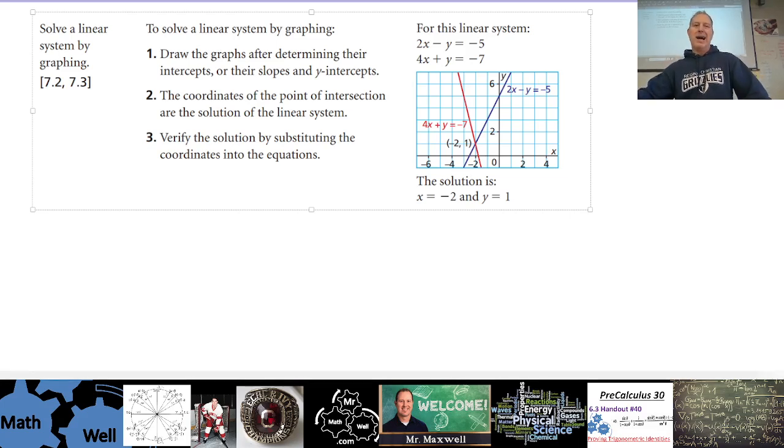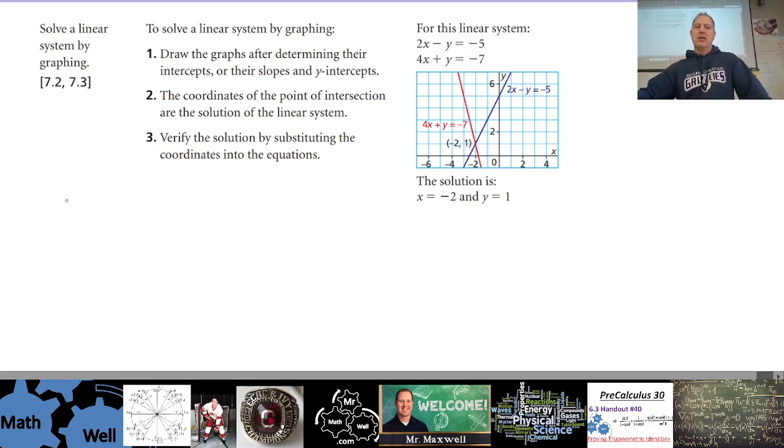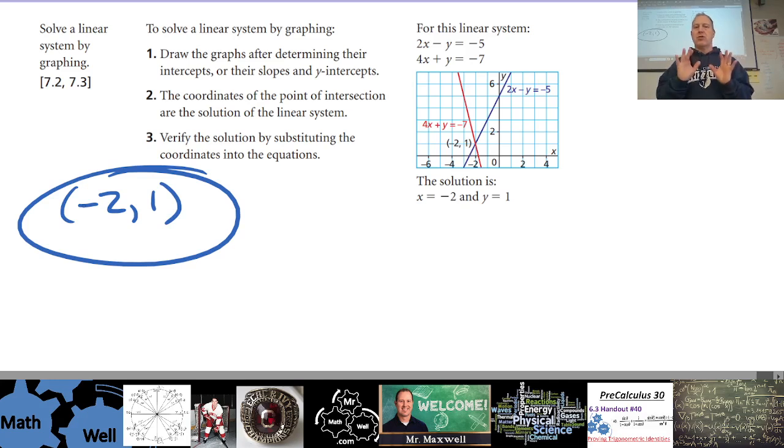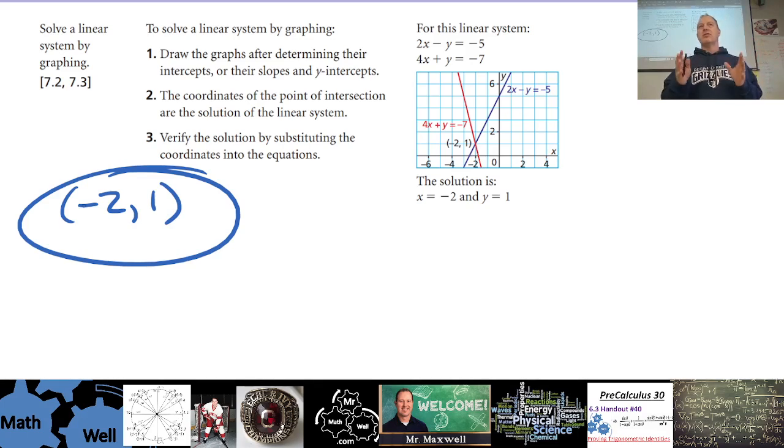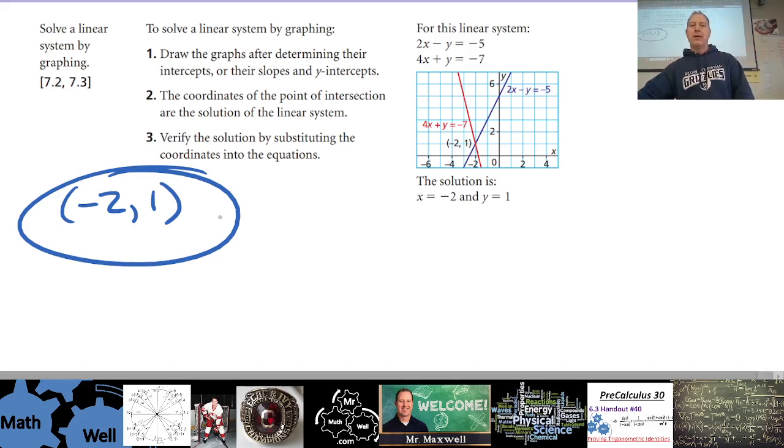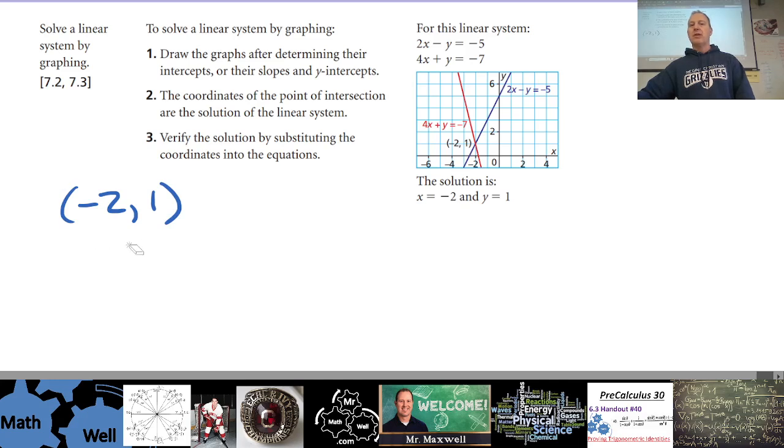Now remember, I'm pretty strict with this. The solution is not this point. You cannot just circle that as a solution to the system. Why? Because the unknown values in the system are x values and y values, right? So I need to know x is this, y is this. That's how you need to write it. Now it's pretty obvious you could figure out that x is -2 and y is 1.